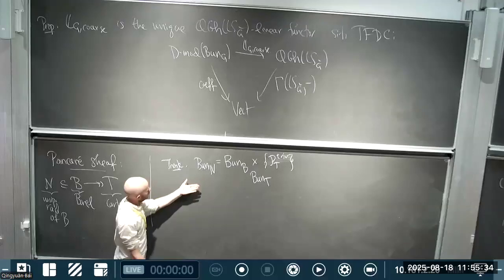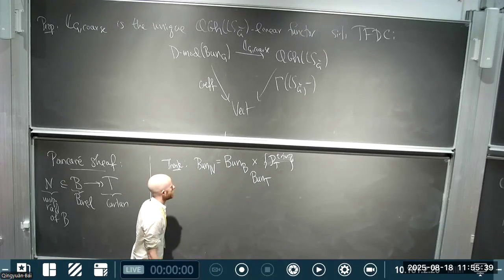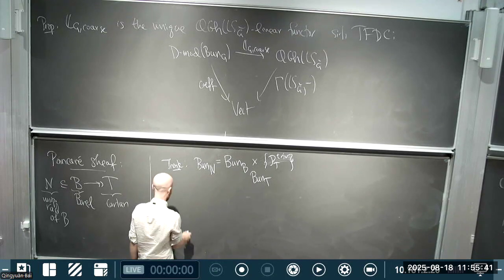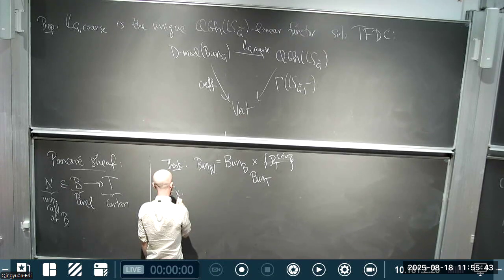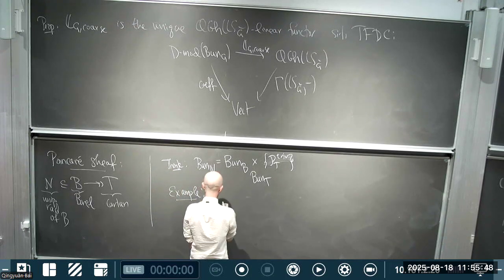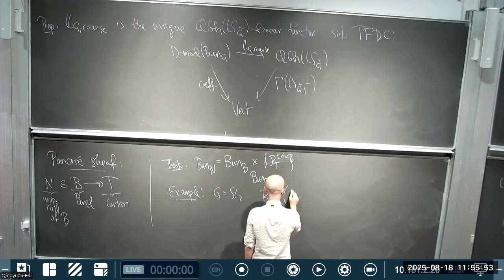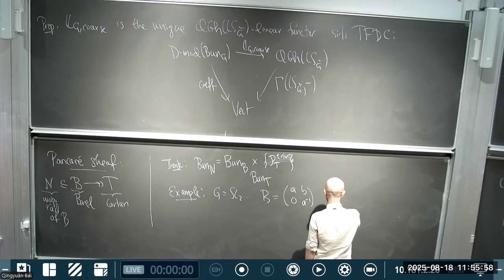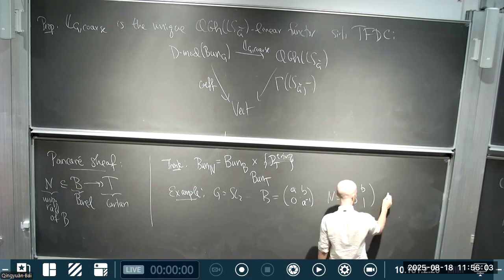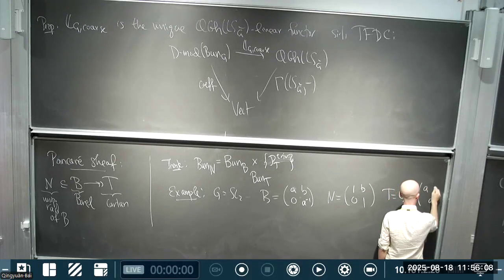So an N bundle is just the same thing as a B bundle whose induced T bundle has been trivialized. Let me give a quick feeling for these things. As a quick example, if G is equal to SL2, then B is the subgroup of matrices of the form (a, b; 0, a inverse), and T is equal to Gm.